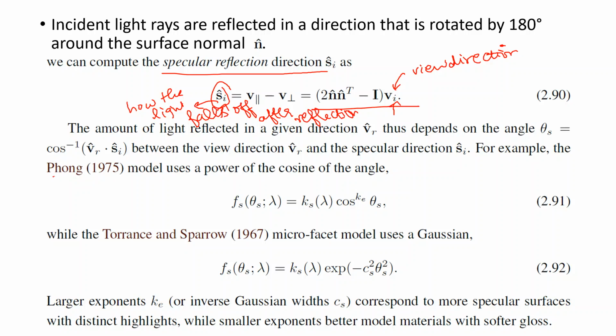And we have two more formulas. One is proposed by Phong, another one is proposed by Torrance and Sparrow. The notation is Fs of theta s and lambda equal to Ks lambda into cos ke of theta s, where ke is nothing but the exponentiation value. And similarly, Torrance and Sparrow stated the same, but with some other different value. Cs is nothing but the inverse of the Gaussian width.